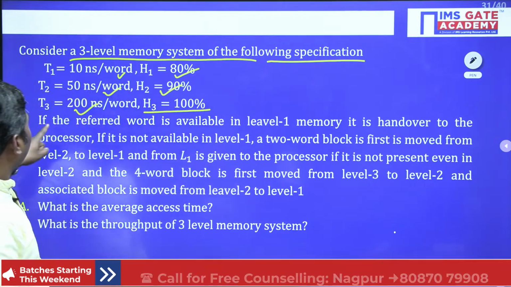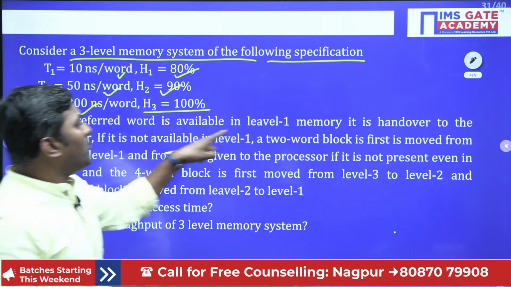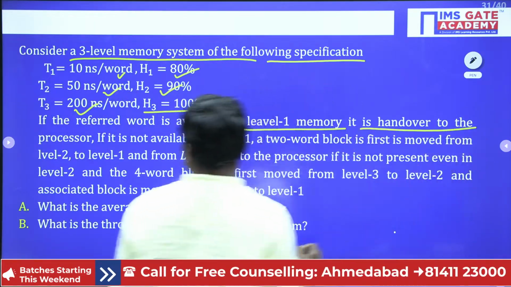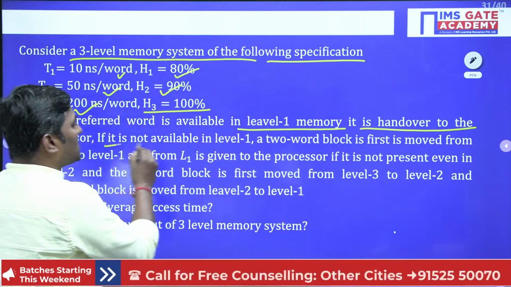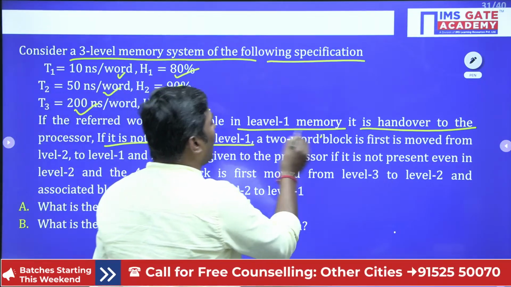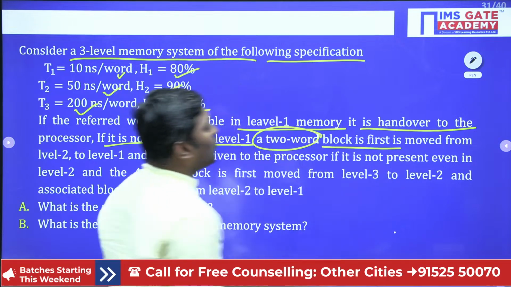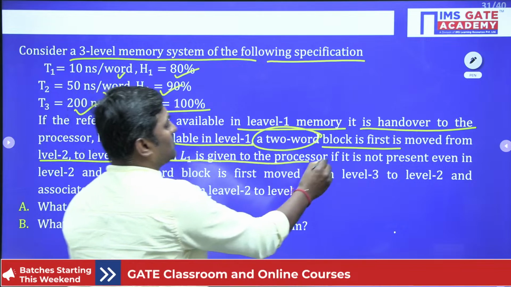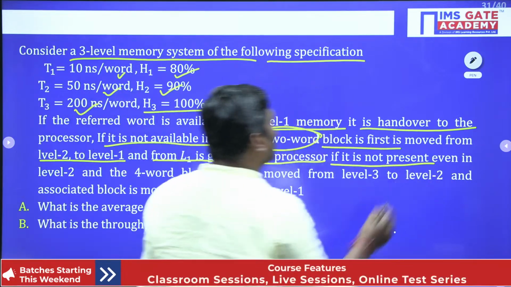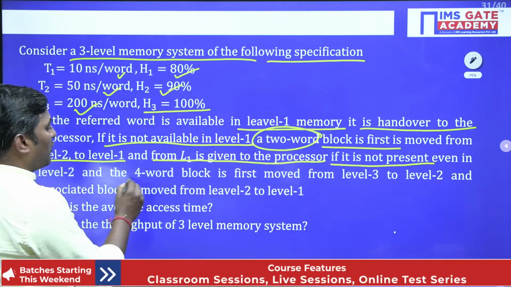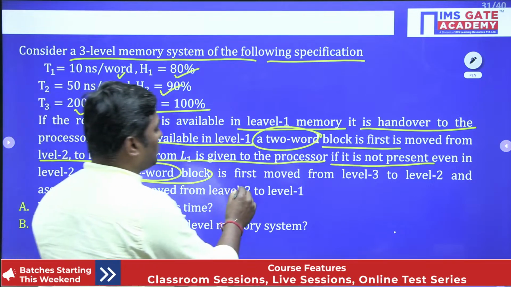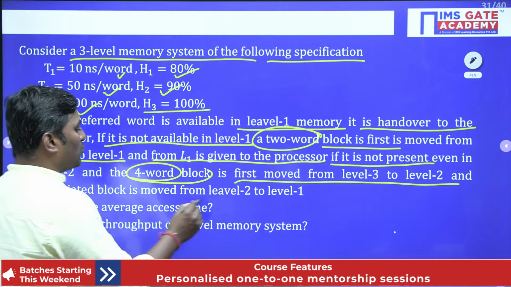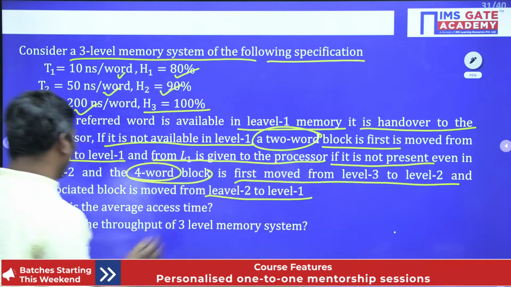Now see, if the referred word is available in level 1 memory, it is handed over to the processor. If it is not available in level 1, a two-word block is first moved from level 2 to level 1, and from level 1 it is given to the processor. If it is not present even in level 2, a 4-word block is first moved from level 3 to level 2, and the associated block is moved from level 2 to level 1 and given to the processor.